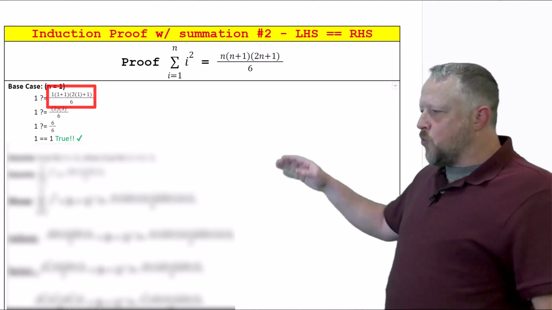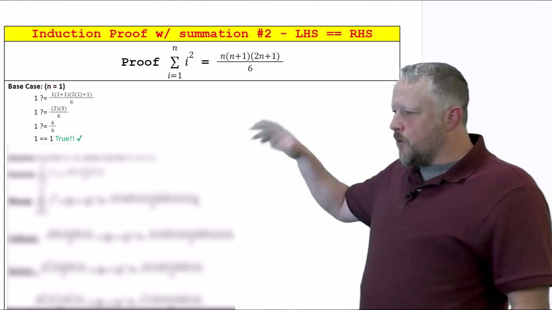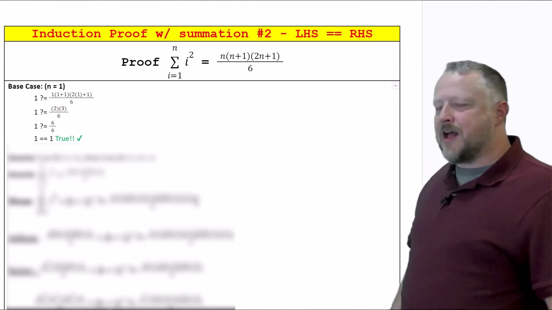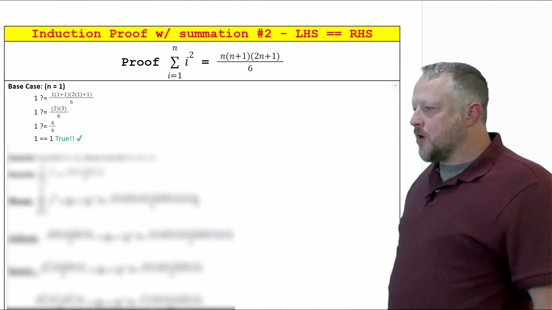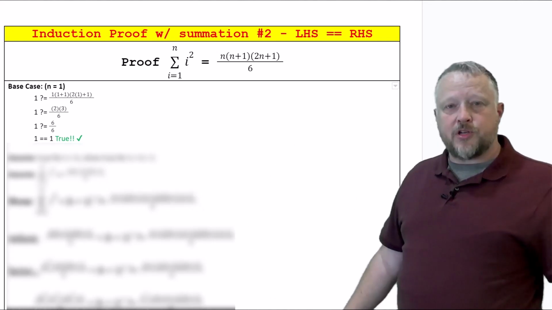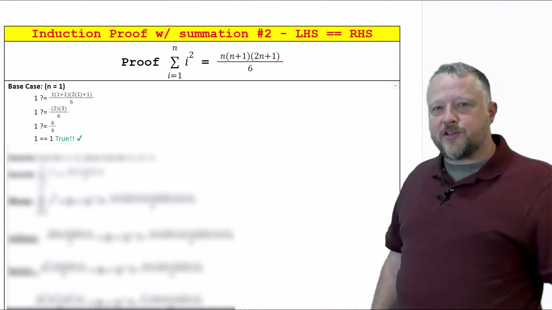So just putting in ones, we have our 2 times 3 over 6. That's 6 equals 6, so that equals true because 1 does equal the fraction of 6 divided by 6, which is 1. So the base case is done. Let's move on from there.